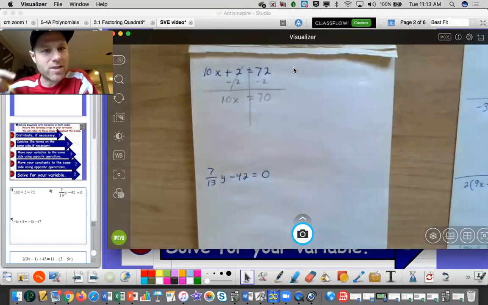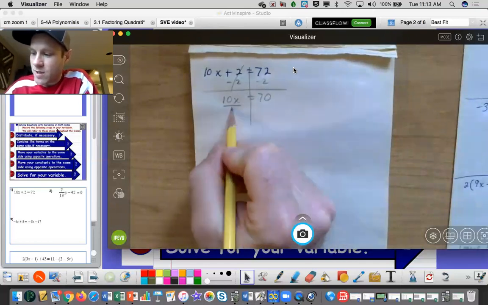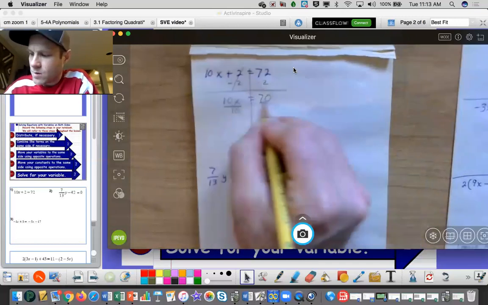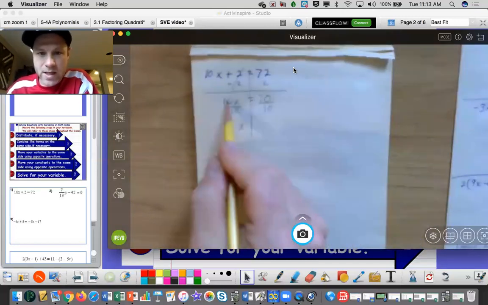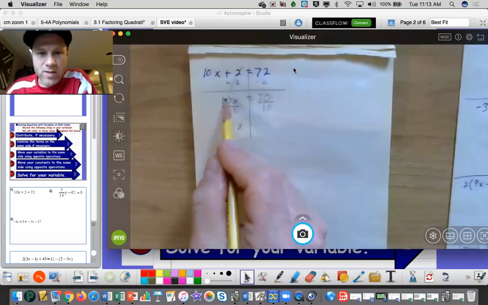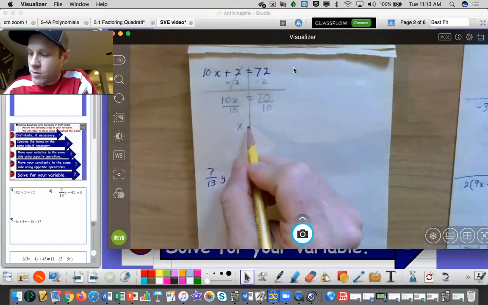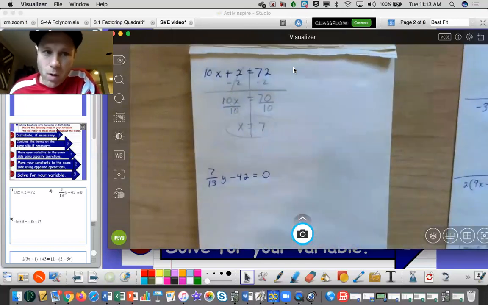You know the answer is 10 times 7. To show it algebraically, what we do is we divide both sides because we're doing the opposite of the multiplication. We divide both sides, and the only thing that's left over here then is x, and it's really a 1x because 10 divided by 10 is 1. 1x equals 7.